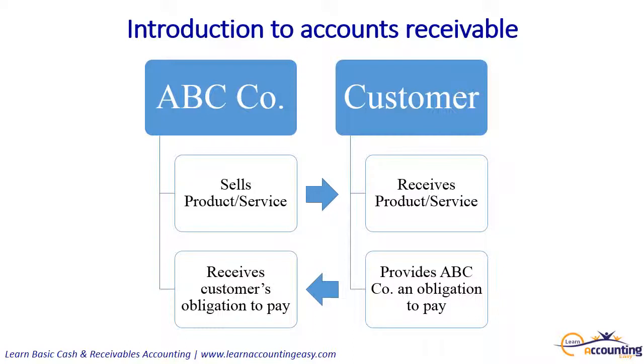So as we can see here, ABC Company sells products or services to the customer that the customer receives, and in exchange the customer provides the company an obligation to pay cash. And so ABC Company now has a legal right to this cash, and the legal right is called accounts receivable, and it is an asset on the balance sheet.